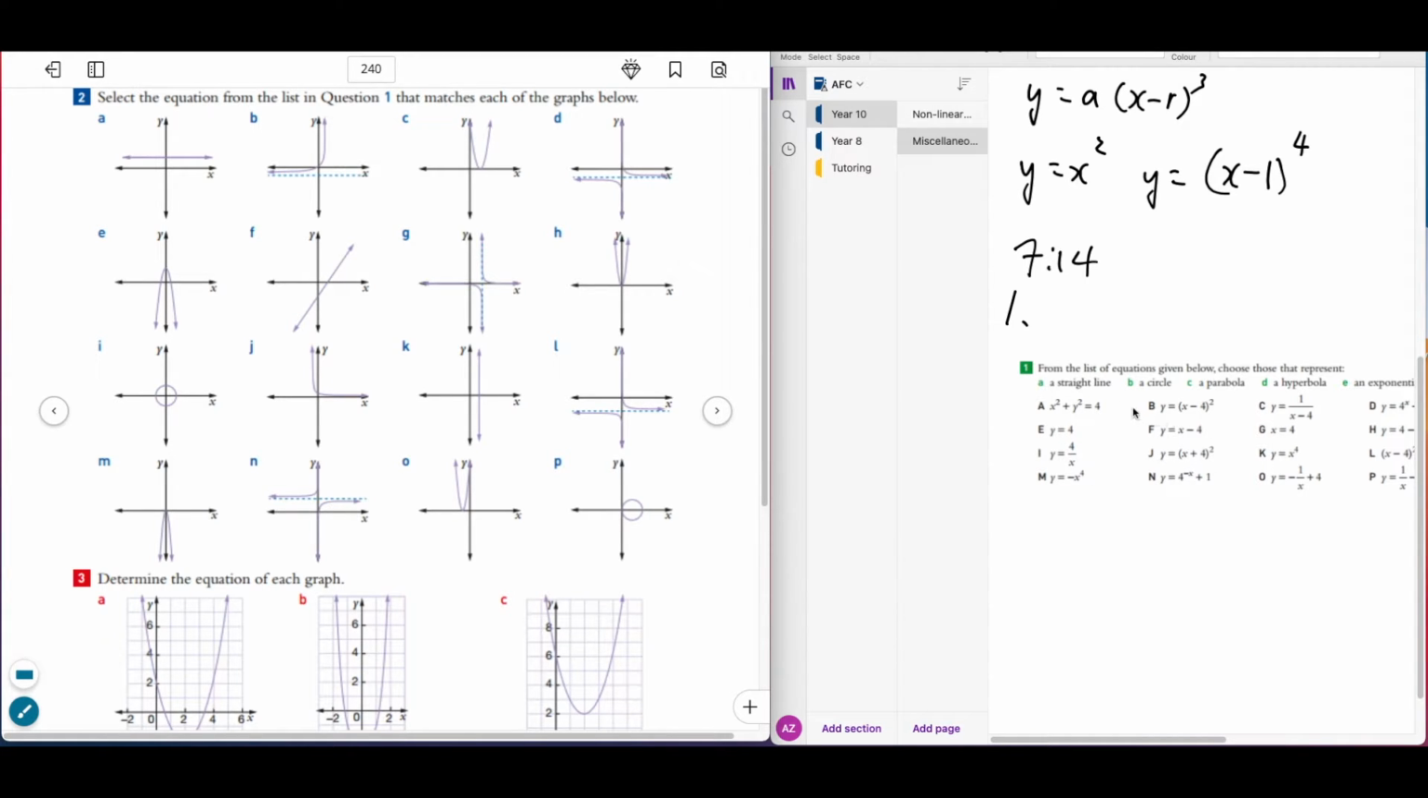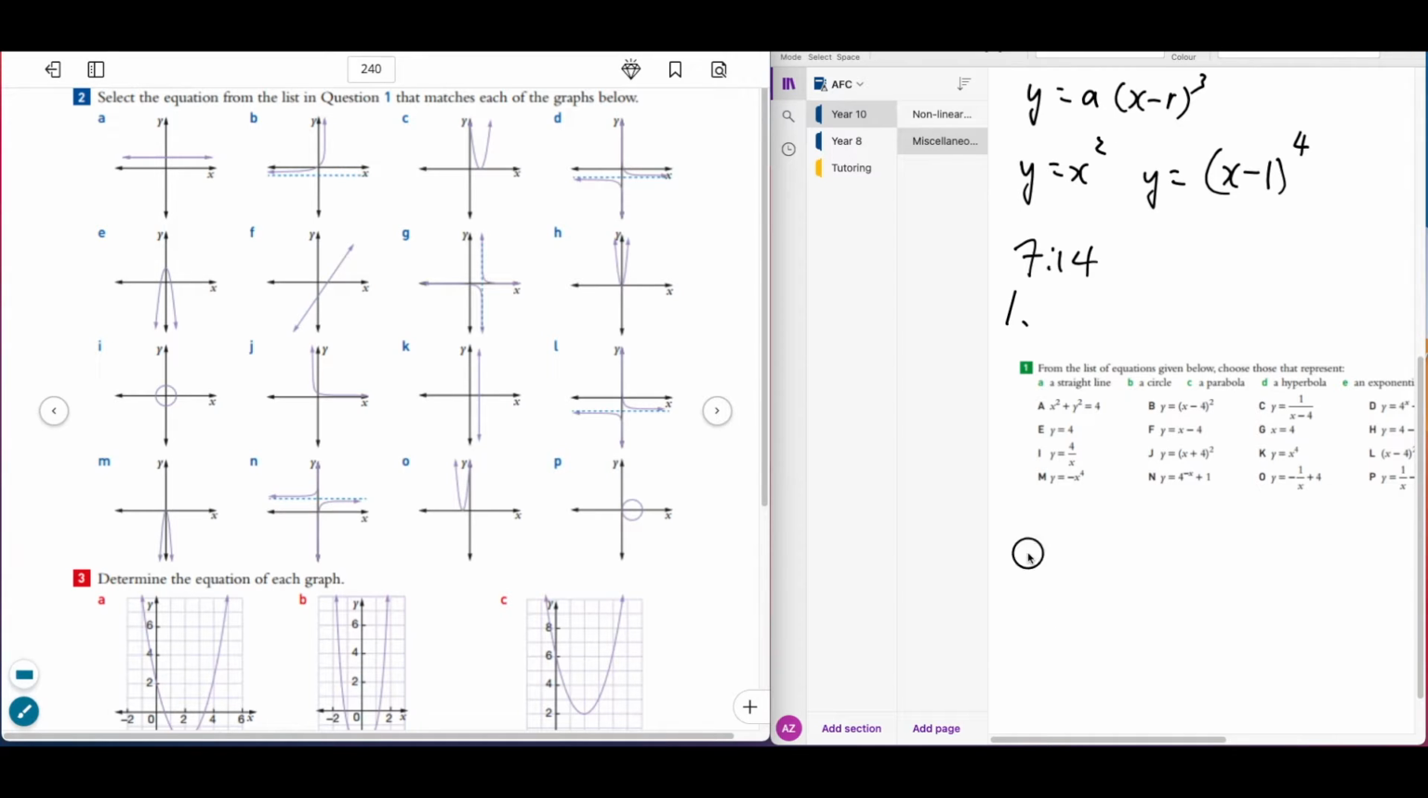Okay, so here it says, what can A be? Well, A is obviously a circle because it's x squared plus y squared, so it can only be I or P, right? Now, because we know it's x squared plus y squared, the center has to be at the origin, so it has to be I.